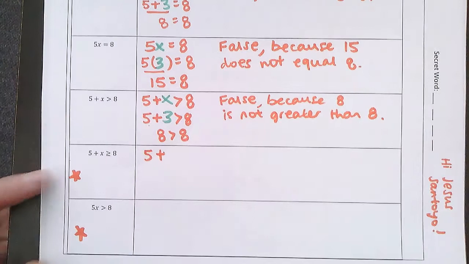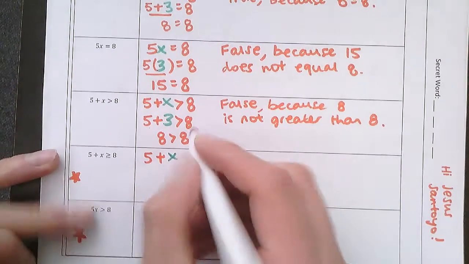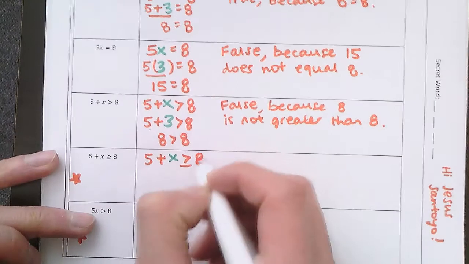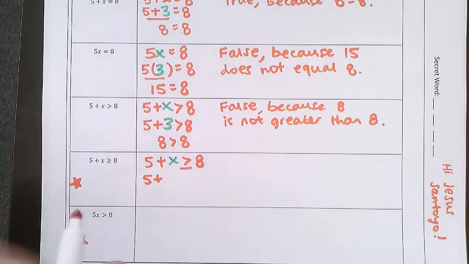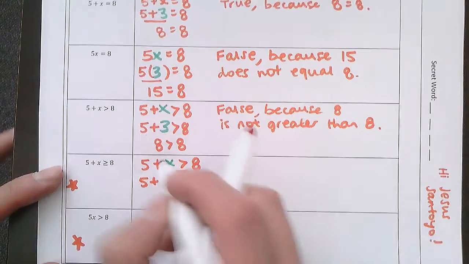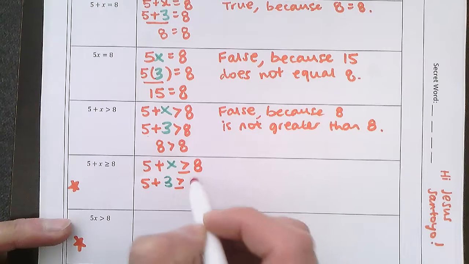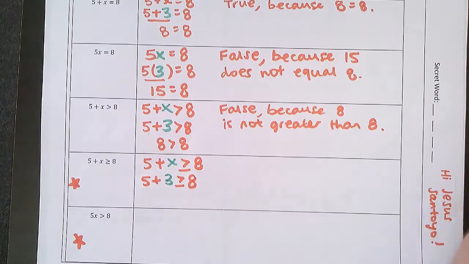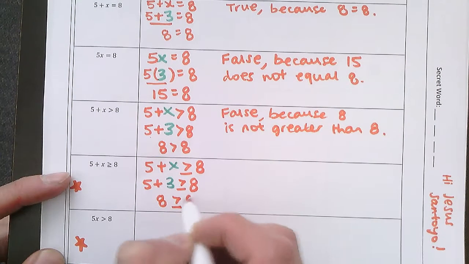5 plus x is greater than or equal to 8. So that would be 5 plus, and we're substituting 3 for x. 5 plus 3 is 8. So that would mean, is 8 greater than or equal to 8?